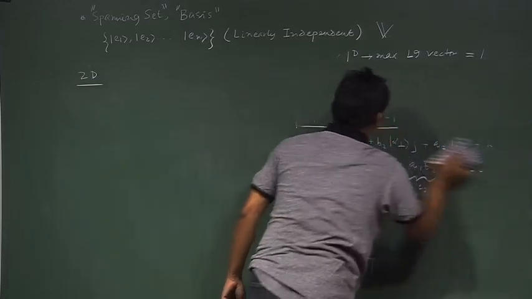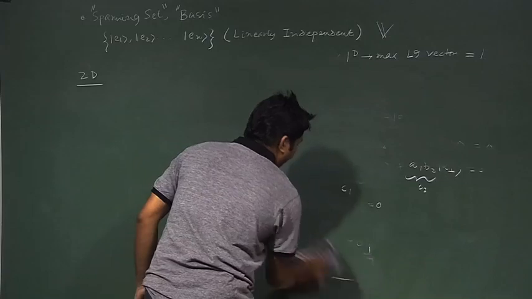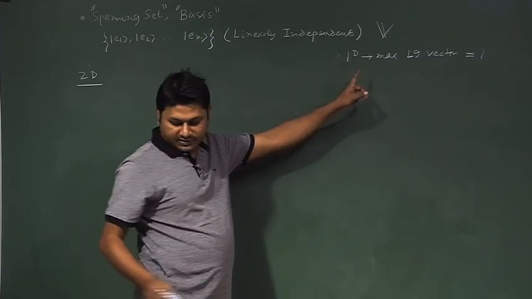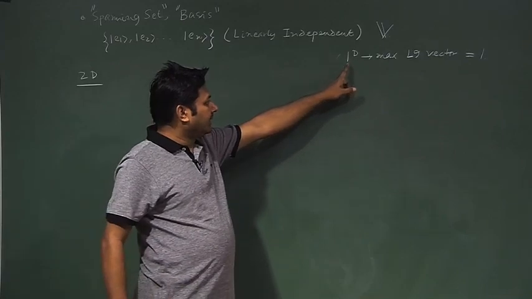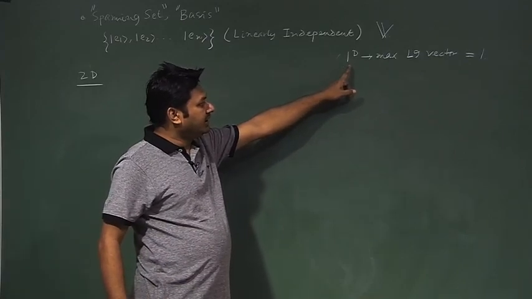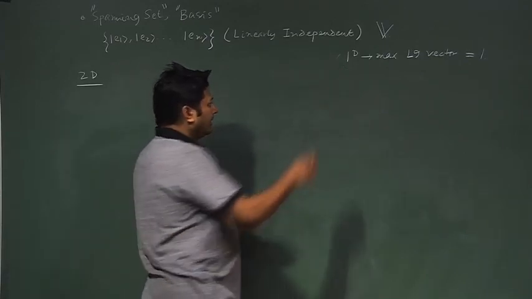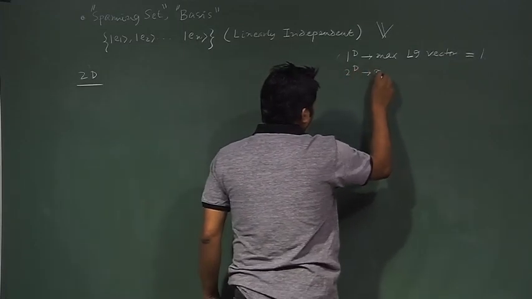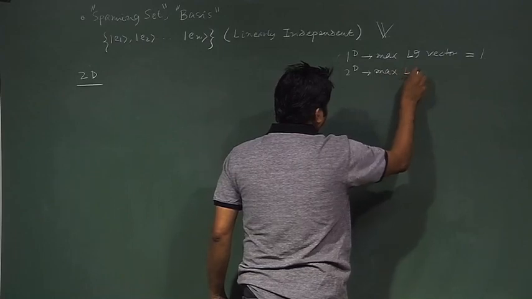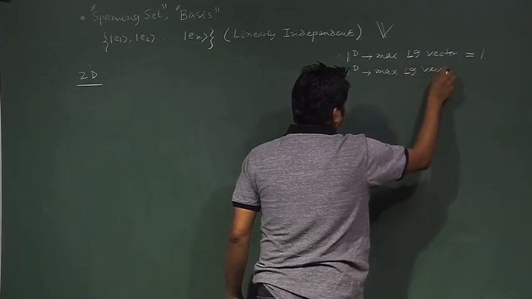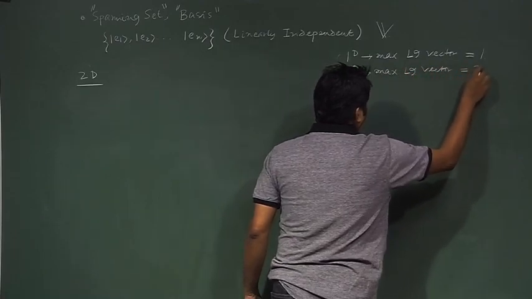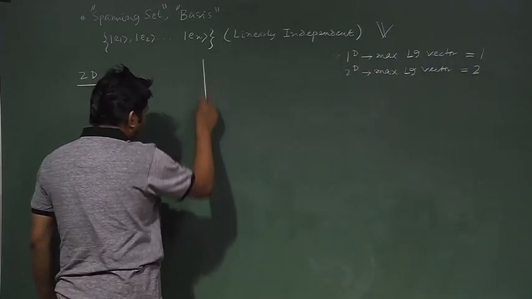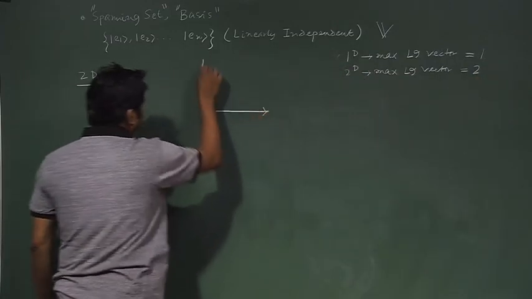So first, the first conclusion we have already found: in one dimension the maximum number of linearly independent vectors should be 1. In 2 dimensions I can extend this and say that the maximum number of linearly independent vectors one can have is 2. What about 3D? Now you can understand what I am actually trying to do.